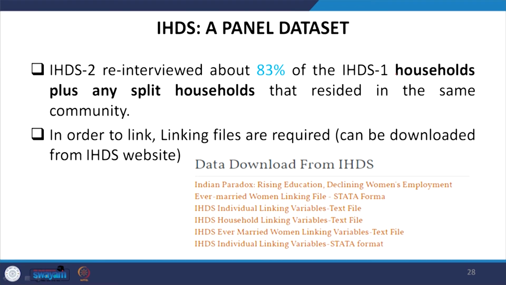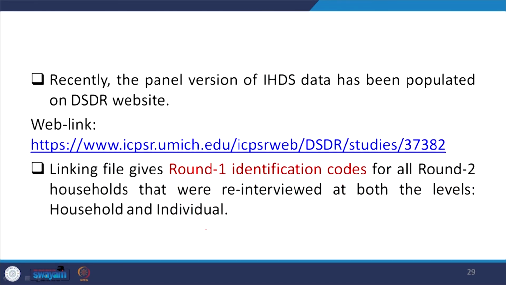So, IHDS is a panel data set, as I already said. There are 83% re-interviews, plus re-interviewed households, plus any split household that resided in the same community. Community here we are referring to the village, which we already discussed. In order to make it a panel, linking files are required. We will discuss later how a panel can be made. The panel version of IHDS data was very recently published on their website; you can have an idea of it.